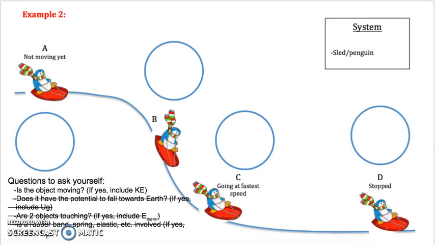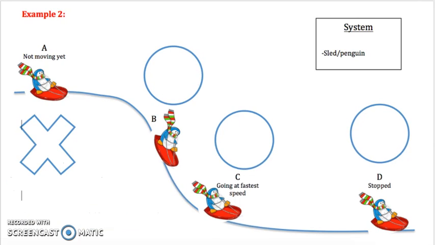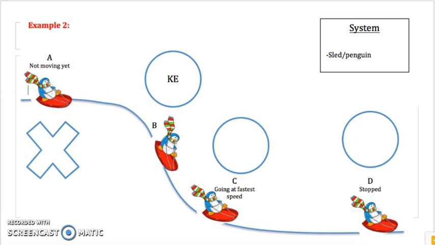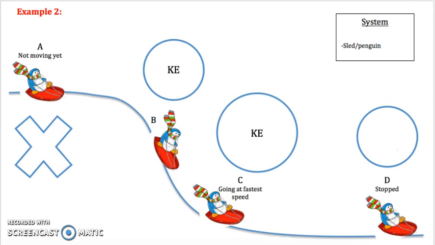So for snapshot A, when the penguin's not moving yet, we're just going to put an X in place of the pie chart. That penguin and sled is holding absolutely no energy within itself as a system at snapshot A. Snapshot B, the penguin is moving, so that's where we can include the kinetic energy. Snapshot C, it is still moving, so we're going to include kinetic energy because it is going a little bit faster at C as opposed to B.